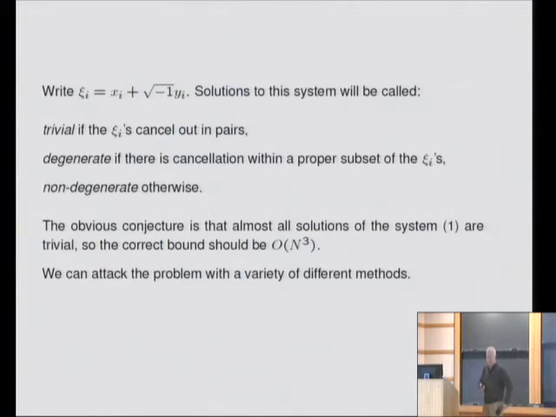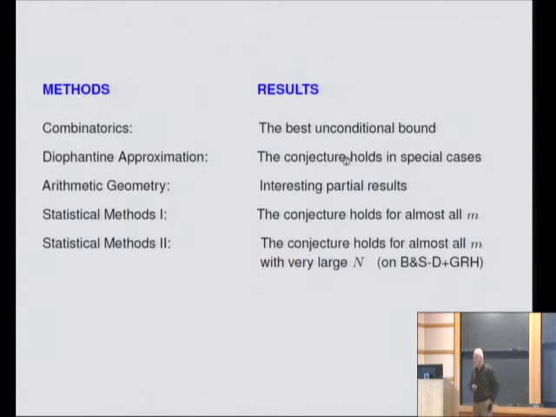Okay, so the lecture will describe four or five different ways to attack the problem, and none of them solves the problem completely. So that's the reason we think the problem is tricky, or otherwise we are stupid, one of the two. So, methods. Combinatorics: just the theorems of combinatorics give you the best unconditional bound below n to the fourth, of course. Diophantine approximation proves the conjecture in special cases and gives some hint what the correct solution should be. Arithmetic geometry: after all, it is a system of polynomial equations, so you can try to use arithmetic geometry and give some partial results.